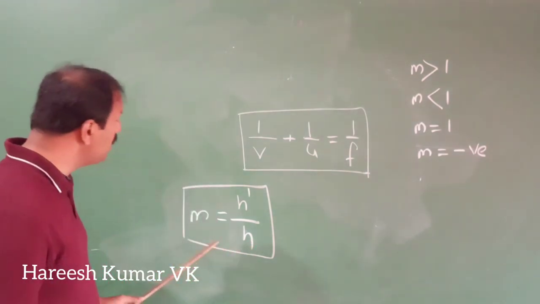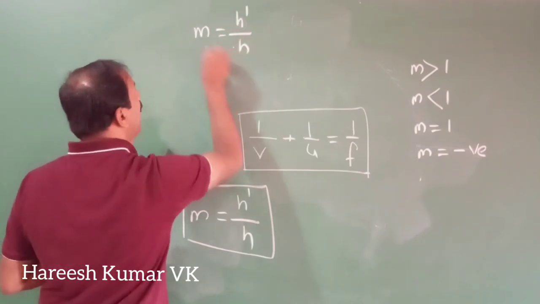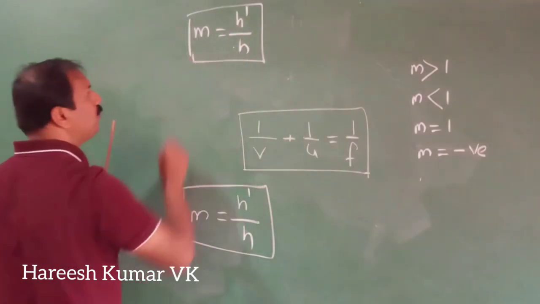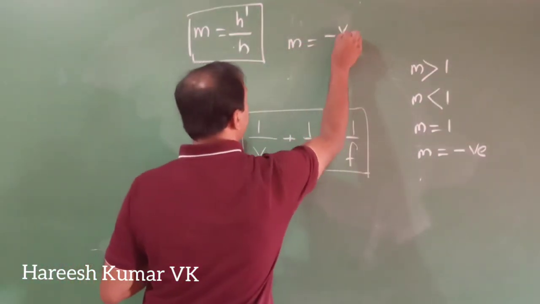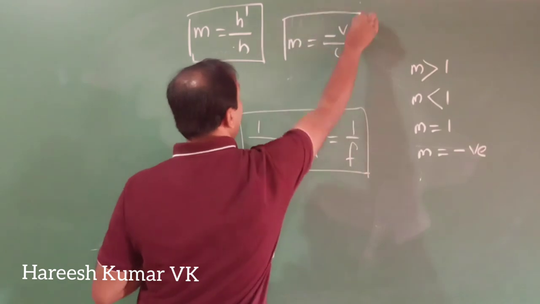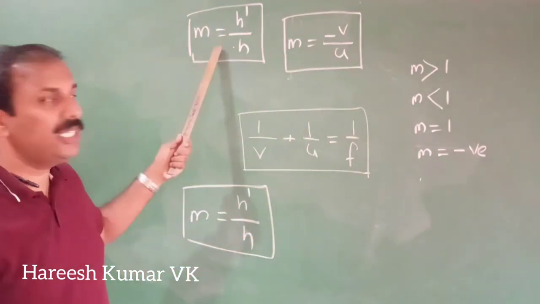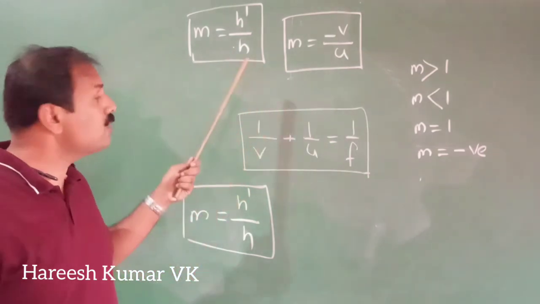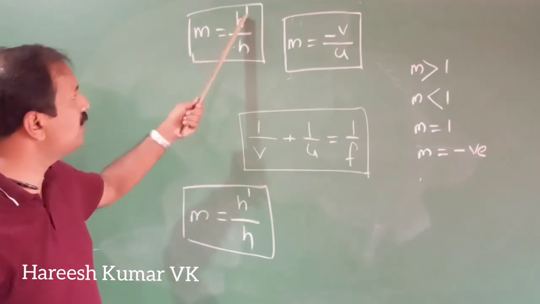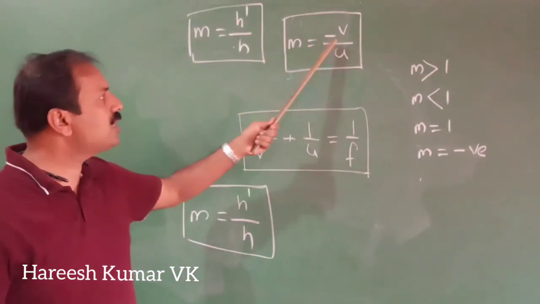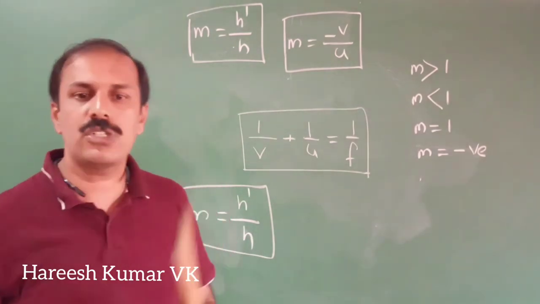So for magnification we write one equation, m is equal to h dash by h. Other than this one, we have one more equation for magnification. That is m is equal to minus v by u, where v is the image distance and u is the object distance. Okay, so we can use two equations for magnification. It depends on which one is given in the question or the problem. We can use m is equal to h dash by h or m is equal to minus v by u, according to the situation.